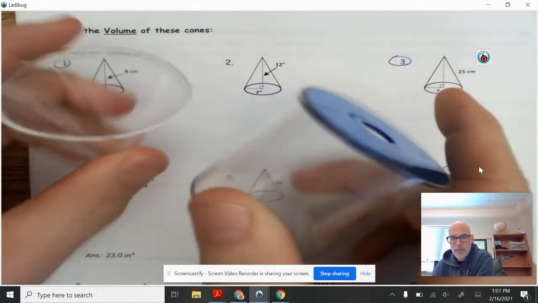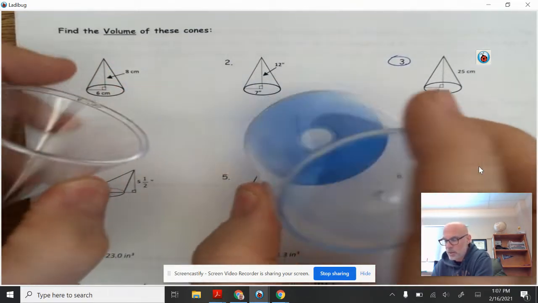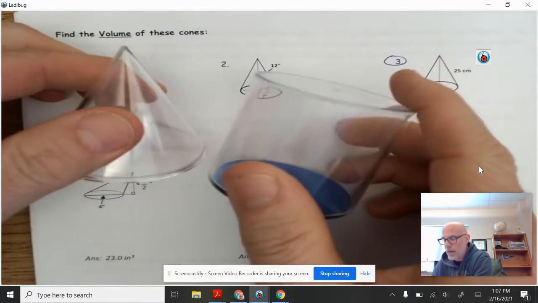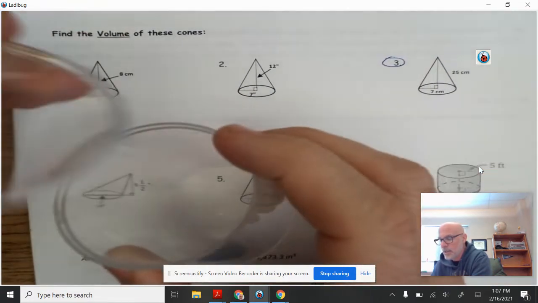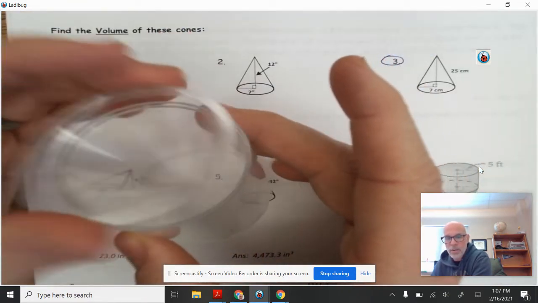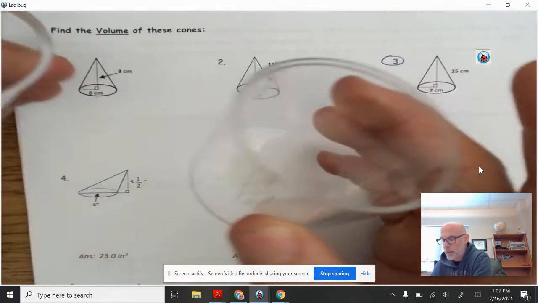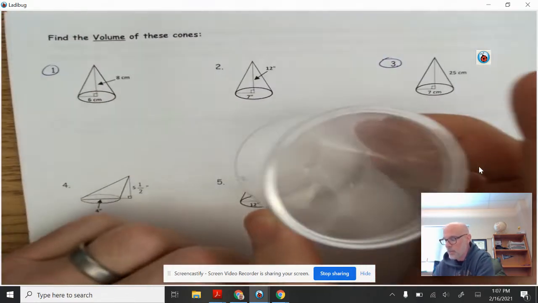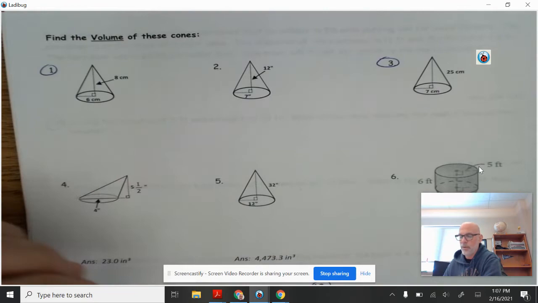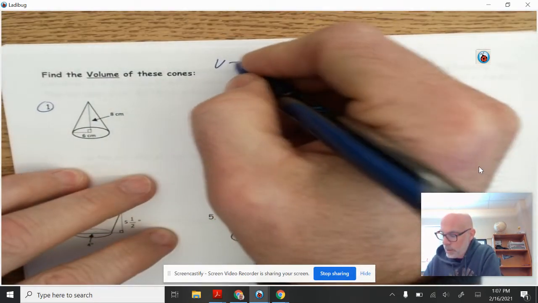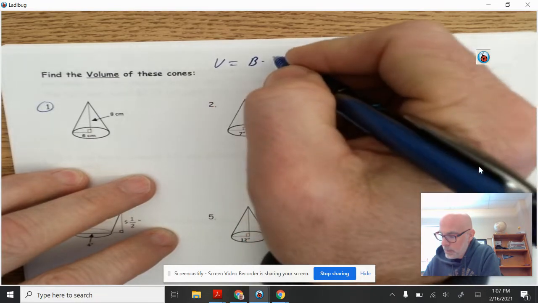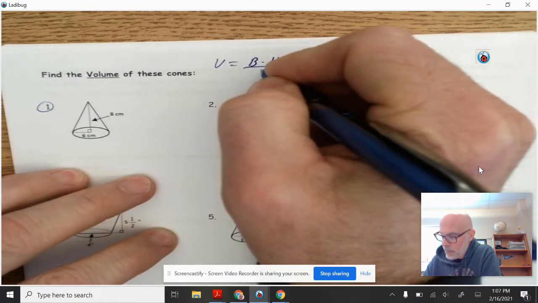We could do the same experiment with the cylinder and a cone of equal height and equal base. It does take 3 of these full of water to fill that up. So your formula is the same. We just have to remember to divide by 3. So if you're going to write that up here, formula: area of the base times the height divided by 3.